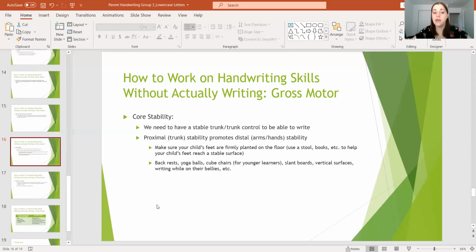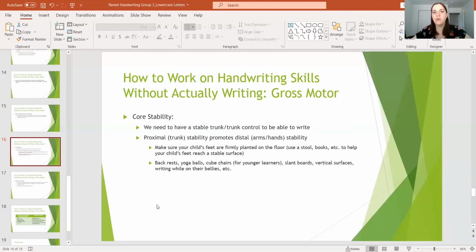Core stability. We need to have a stable trunk and trunk control to be able to write. Proximal, so your trunk, your inner body, so all of this up here. Stability promotes distal, so arms and hands are distal, they're at a distance from your trunk. For stability, make sure your child's feet are firmly planted on the floor. Use a stool, books, etc. to help your child's feet reach a stable surface.